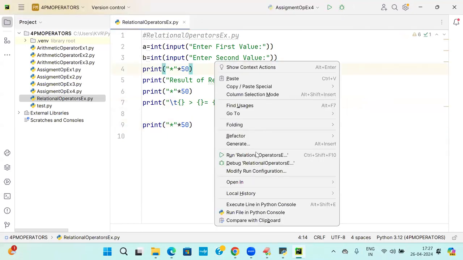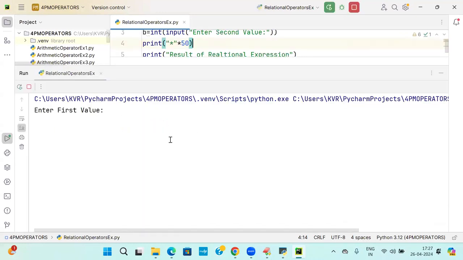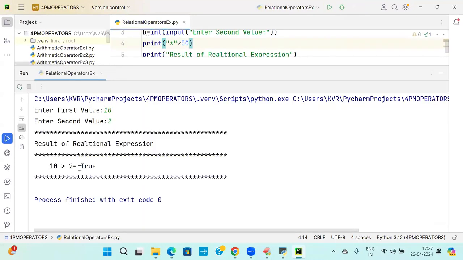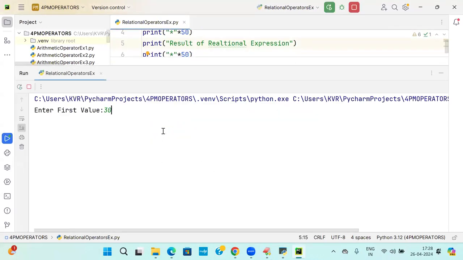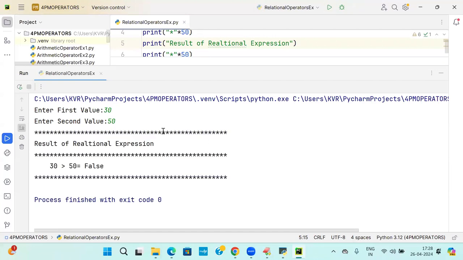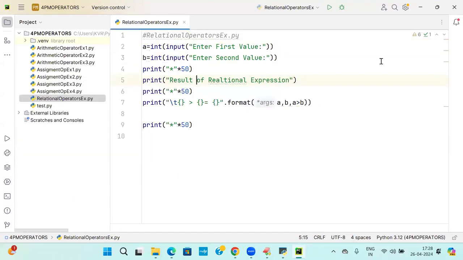Look at now, all of you. Run this code. Here I am saying 10, here I am saying 2. Answer is called what? True. Are you following? So here, true. Let us run this now. Here 30 and then 50. What is this now? False. Able to follow? Simple. Done.